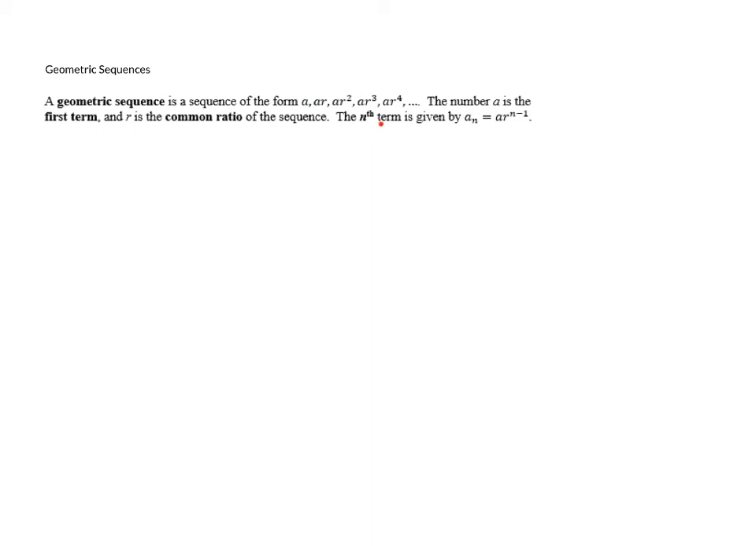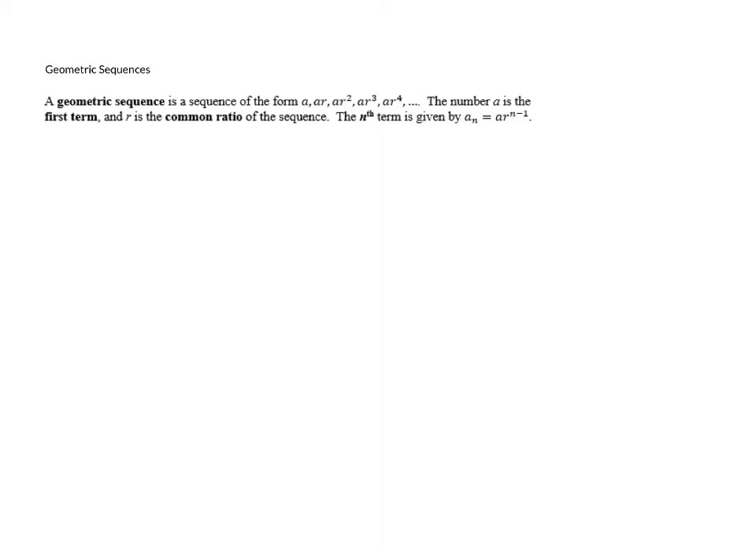In this case, the nth term is given by the formula A sub n equals A times R to the n minus first power. The reason R is raised to the n minus first power is that to get to the nth term, we have to multiply by R n minus 1 times. So here, AR to the fourth is actually the fifth term. 1, 2, 3, 4, 5. The exponent is generally 1 less than the number of the term.